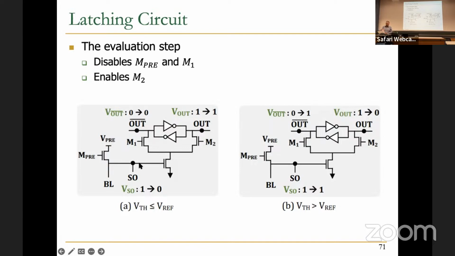And that's what you should have read as well, because the current flows. So now you're reading 1. But if the current doesn't flow, this SO will keep its voltage, meaning that this connection to ground is still there. So when you apply M2, then you have a connection to ground, and V out will go to 0. And then out prime also goes to 1. And now you're reading 0. So simple, right? It's not magic, honestly. Okay. Any questions?